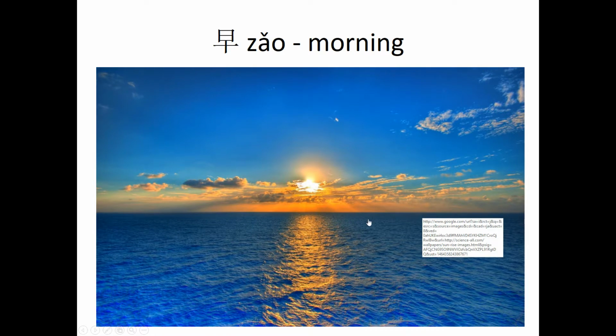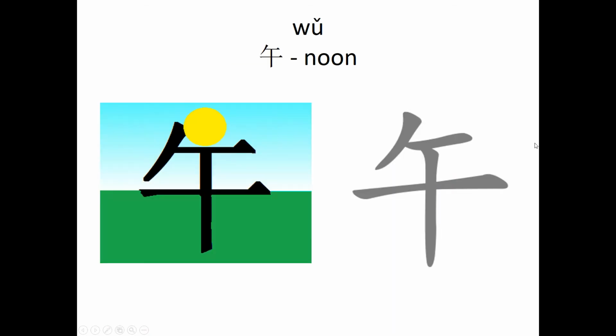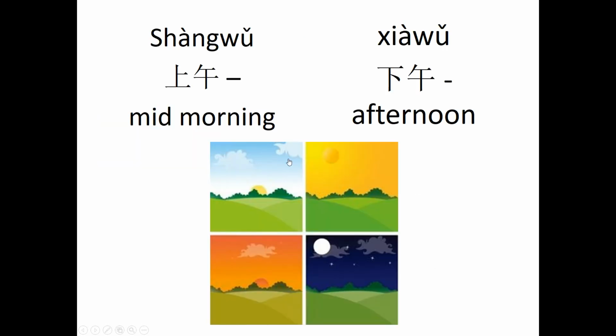Okay, so the first character you have to trace is Zao, morning. It's a picture of the sun radical rising over a straight line, the horizon, and it's in the word Zaoshang, morning. The next character you have to trace is Wu, which means noon, and it has a picture of the horizon and then a parallel line to show that the sun is exactly at its zenith, noon. We use these words in not only Zhongwu for noon, but also Shangwu for mid-morning and Xiawu for afternoon.